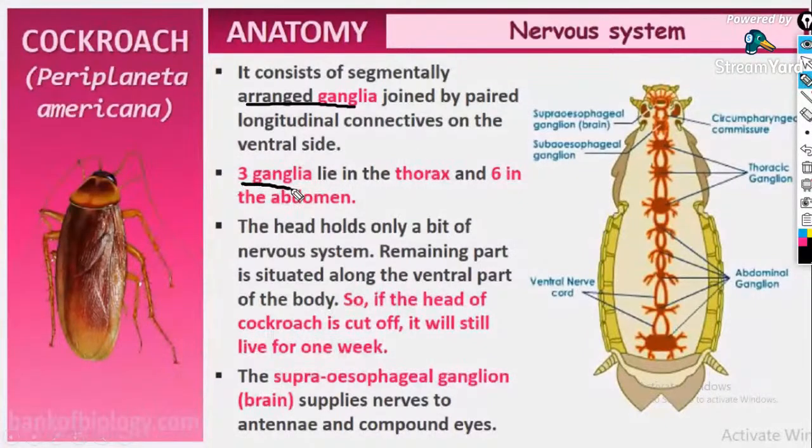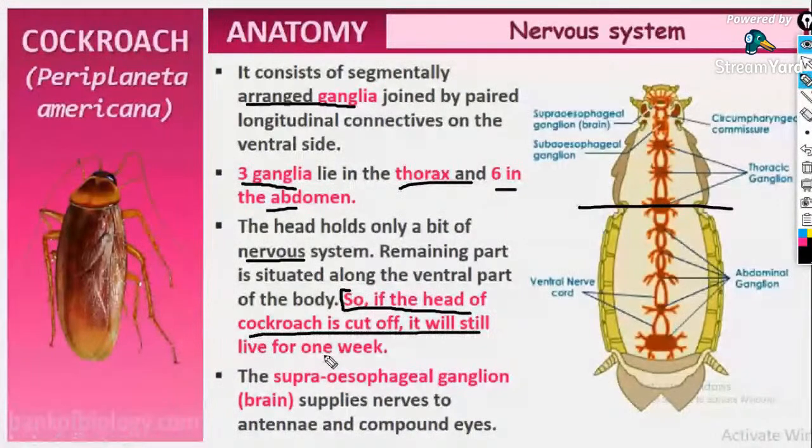Three ganglia lie in the thorax and six ganglia lie in the abdomen. In the thoracic region, there are three ganglia, and in the abdominal region, there are six abdominal ganglia. The head holds a big part of the nervous system, and the remaining is situated on the ventral part of the body. So if the head of the cockroach is cut off, it can still live for 1 week.